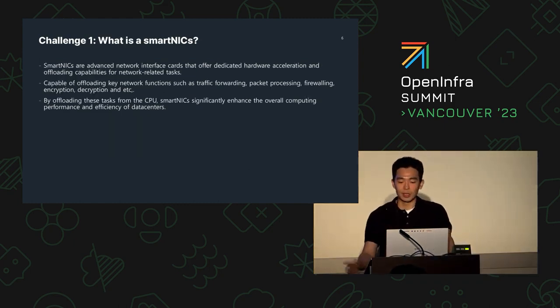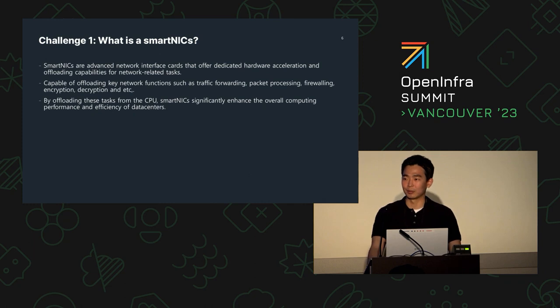So SmartNICs, as many of you already know, are advanced network interface cards that offer dedicated hardware acceleration and offloading capabilities for network-related tasks. They handle tasks such as packet processing, encryption, decryption, and all sorts of things. They're very complicated to work with, but they're also very useful. But today we're going to talk about offloading these network tasks from the CPUs to optimize them.